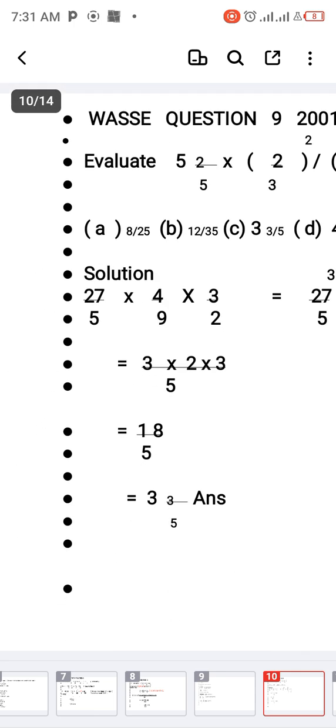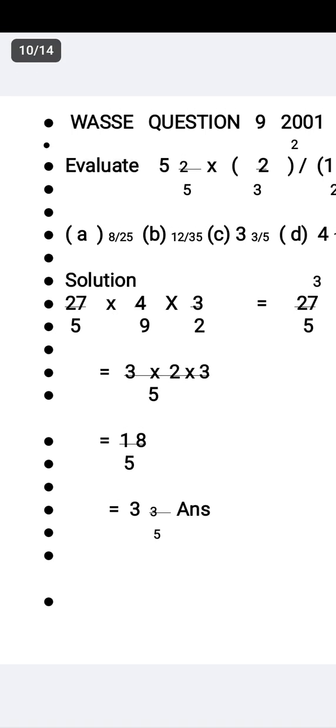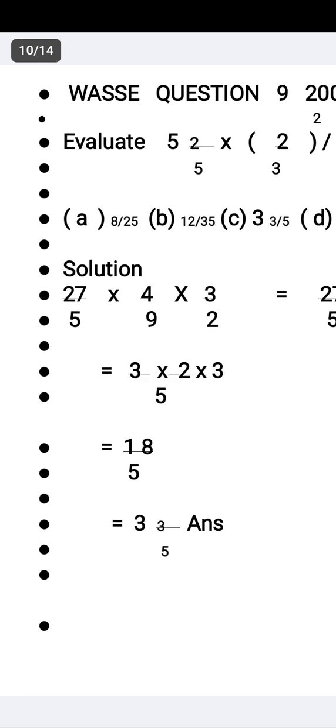Change it to a proper fraction, it becomes 27 over 5 times 4 over 9 times 3 over what? 2. Yes. Everything becomes multiplication because the last one is inverted. So when it was 2 over 3, when we invert it, it becomes 3 over 2. And that is just what we need to do.